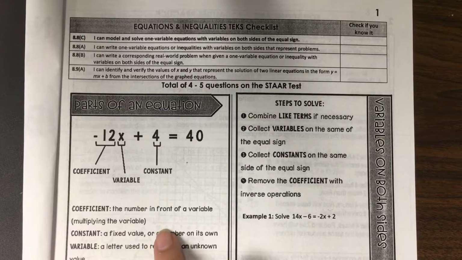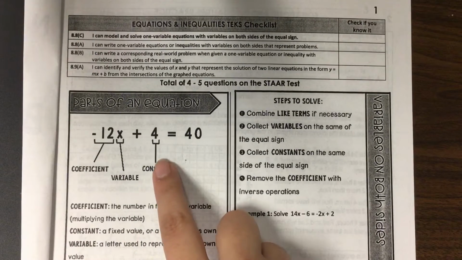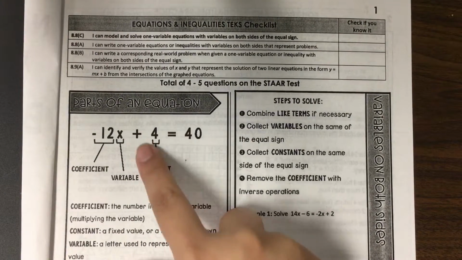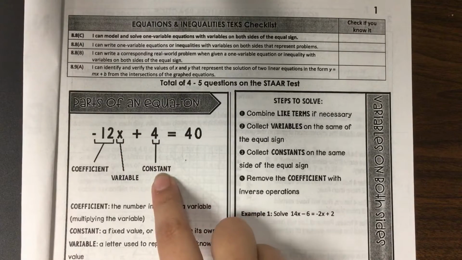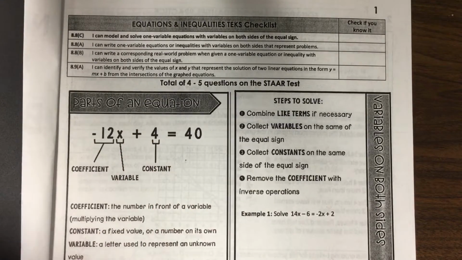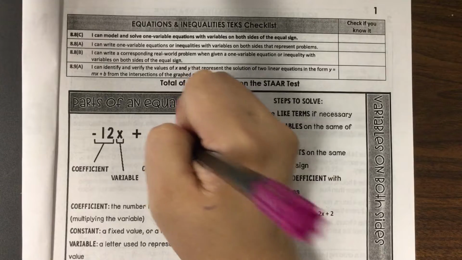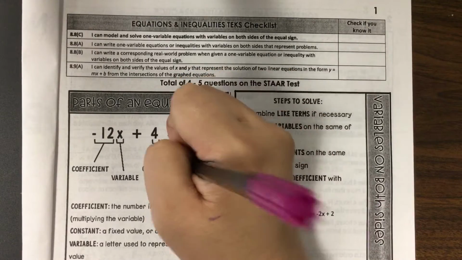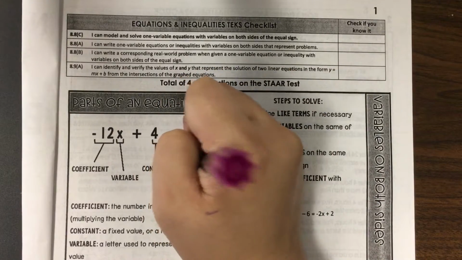Our constant is a fixed value or a number that is on its own. Here, the 4 is not attached to the x, it is completely on its own, so this is the constant. This 40 here, we are also going to label as a constant because it is also alone and it is also a fixed value. So let's go ahead and label that one constant.